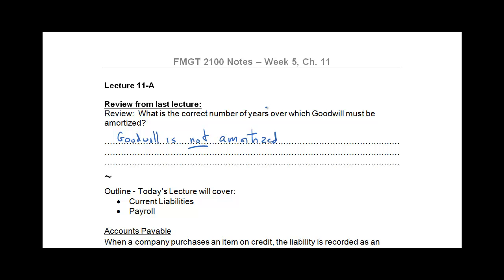Now, it can get damaged if there's a scandal or a product, bad decisions that impact the reputation of the business or something like that, in which case you would do a journal entry to reduce the value of goodwill. There would be a loss on goodwill, and that is called impairment. But pure and simple goodwill itself is not actually amortized.